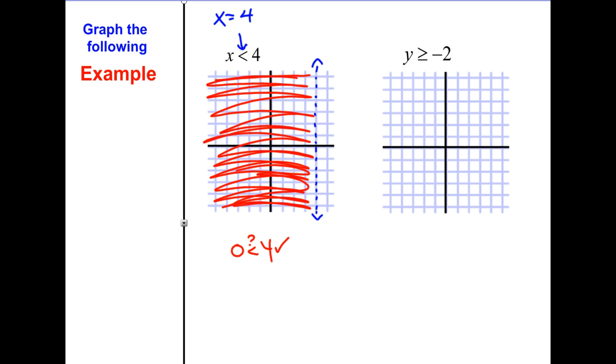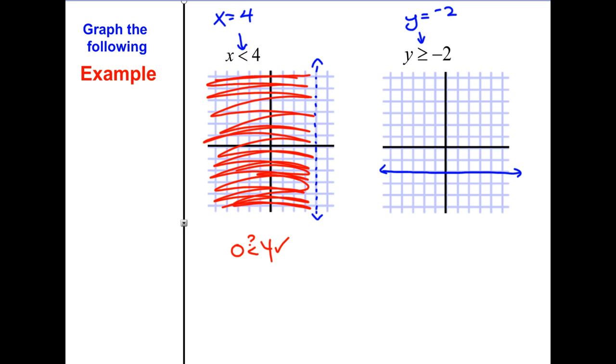One more for you. Again, y is greater than or equal to negative 2. I'm going to look at it like y is equal to negative 2. I'm also going to pay attention to that inequality. Since it's greater than or equal to, it's going to be a solid line. So we're going to go down to where y is negative 2, and we're going to draw the horizontal line, because y equals negative 2 is horizontal, and it's solid because it's "or equal to."